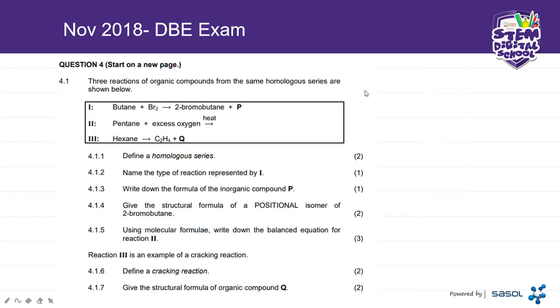So before our time is up, I want us to do the November 2018 exam as well. Okay. Please, guys, take out your pens, try and write them down. If you get confused anyway, you just send me a chat and I'll try and explain it backwards. Okay. So it says here, 3 reactions of organic compounds from the same homologous series as shown below. Okay. So we've got butane plus Br2 gives us 2-bromobutane plus P, right?